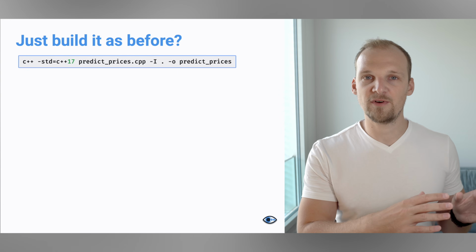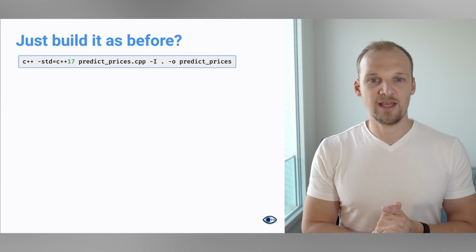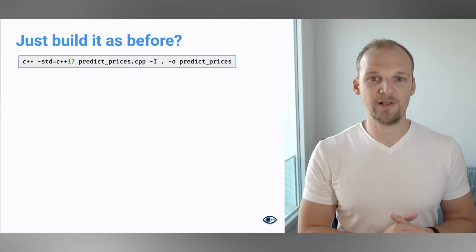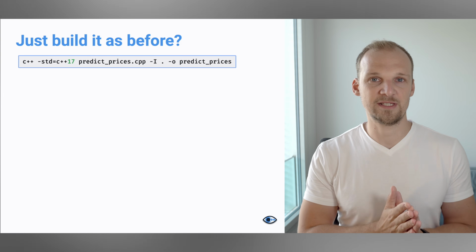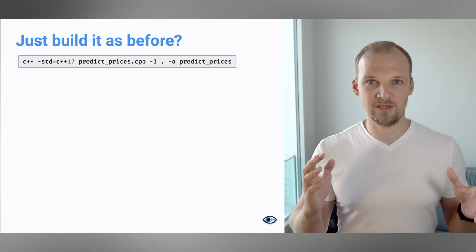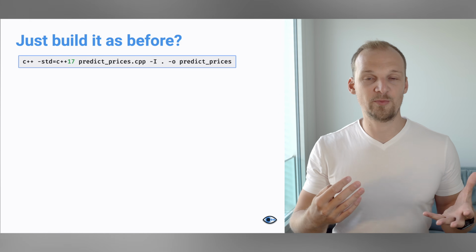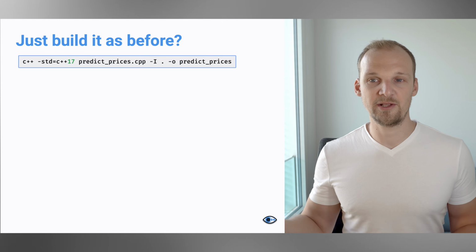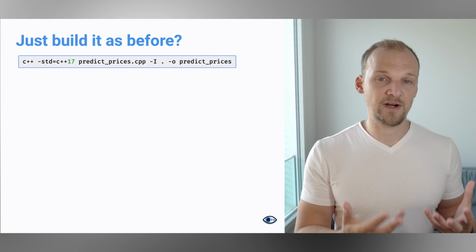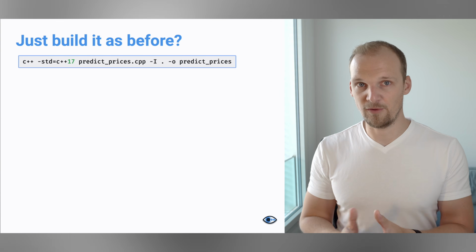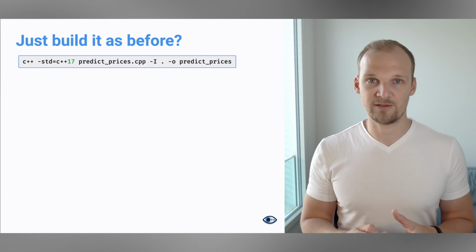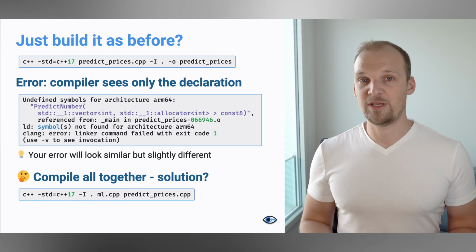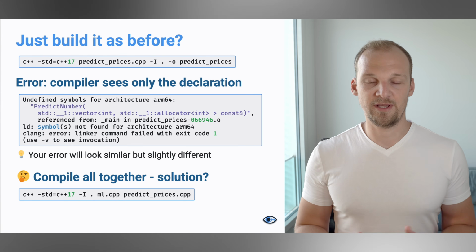So we have these three files, they're all in the same folder, and we want to try to build them. So we call our compiler, we say that we want C++17, we want to build the predict prices.cpp, we want the output to be the predict prices binary, and we want to tell it that the header files that we want live in the same folder. So we pass the -I dot. If we try to compile it, the compiler will not be able to do it. It will throw an error at us.